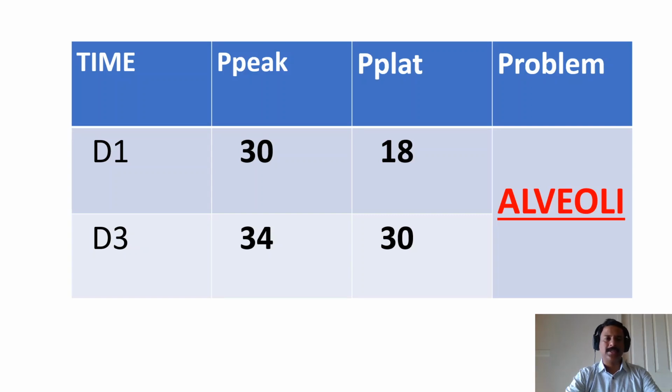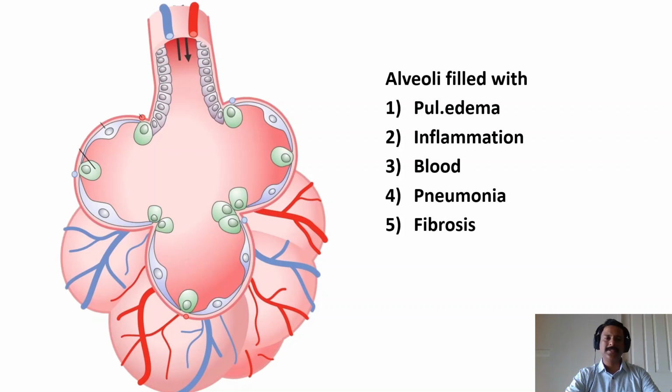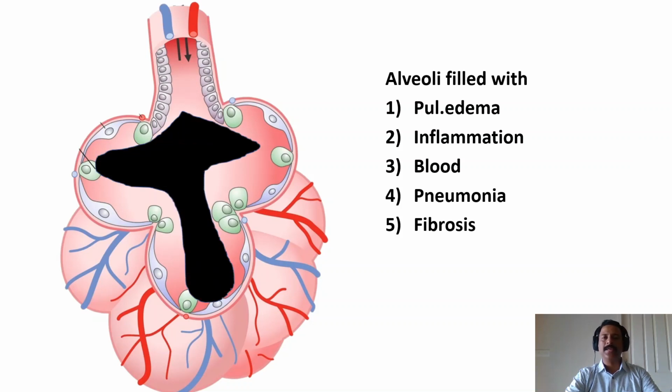This is another scenario. On day 1 we had a P peak pressure of 30, that is fine. The P plat was 18, that is also fine. But in day 3 we can see that the P peak is 34 and the P plat is 30. So basically you are having an increasing P plateau and P peak is almost remaining the same. So the problem here is with the alveoli. So what are the causes? Anything which fills the alveoli. Can be pulmonary edema, it can be inflammation, ARDS, can be blood, it can be pneumonia, or it can be fibrosis.